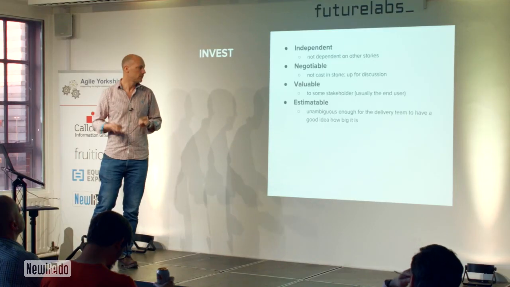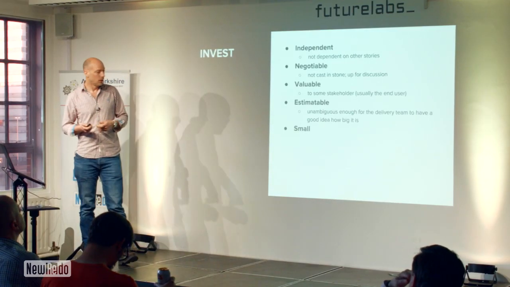The stakeholder is usually the end user. Sometimes the stakeholder is someone else. So the stakeholder in a security-based story might be the business itself protecting itself rather than the user. It might be two-step verification, which a user might find prohibitive rather than a benefit, but it's protecting the business or protecting other users. Estimable, so I can get a team together and we can get an idea of how big that story is, okay? So there's enough unambiguity in it to allow me to do that.